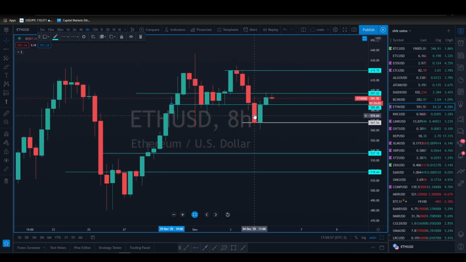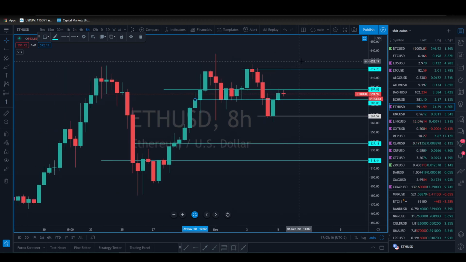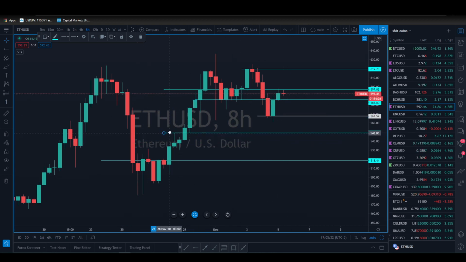So in order for this bear trap to hold, we do not want to see an 8-hour closure below 585.80. As long as we're closing 8-hour candles above this level right here, you can look for more bullish, more upward price movement. And the range we want to definitely get out of it, the high is 619.70, and obviously with this new swing low here, 567 is going to be the area for the bulls to hold. We get a daily closure, an 8-hour closure below there, we're going to be looking lower, possibly down to 554.